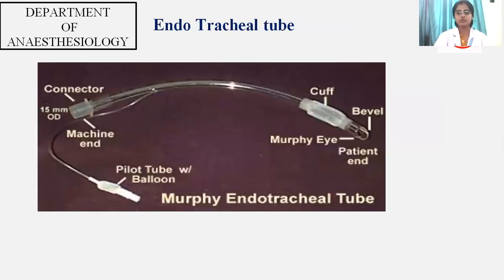Now, coming to the basic endotracheal tube, what are the parts of an endotracheal tube? You have a connector, you have a pilot tubing with a balloon, there is a machine end, and there is a patient end. At the patient end, you have a Murphy's eye located on the lateral wall, above it, located at an angle, and a cuff.